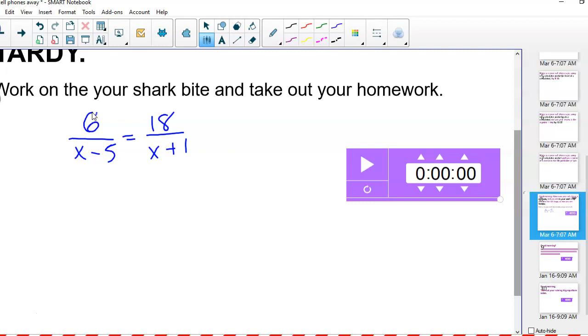All right, how do we start solving this? Cross multiply. So when we cross multiply, we need to multiply this to everything and this to everything. So 6 times x plus 1 equals 18 times x minus 5.